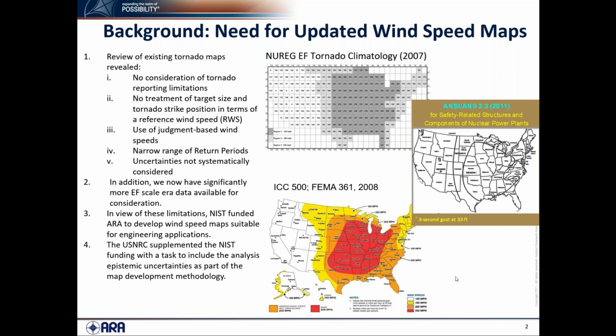And there was a map that was developed for design of storm shelters or tornado shelters. But all of those maps had some very significant limitations. They did not consider the limitations on tornado reporting or population bias or any of those factors. They did not consider the target size. As we'll see, the target size, the size of the building that's being impacted, is a very significant component. They did not systematically consider uncertainties.